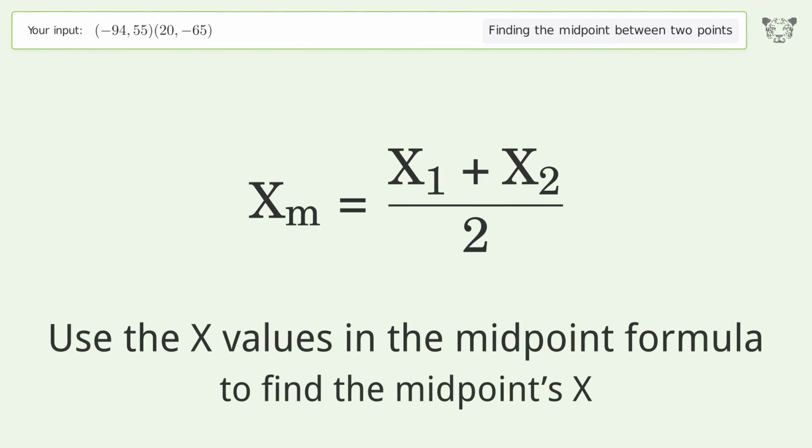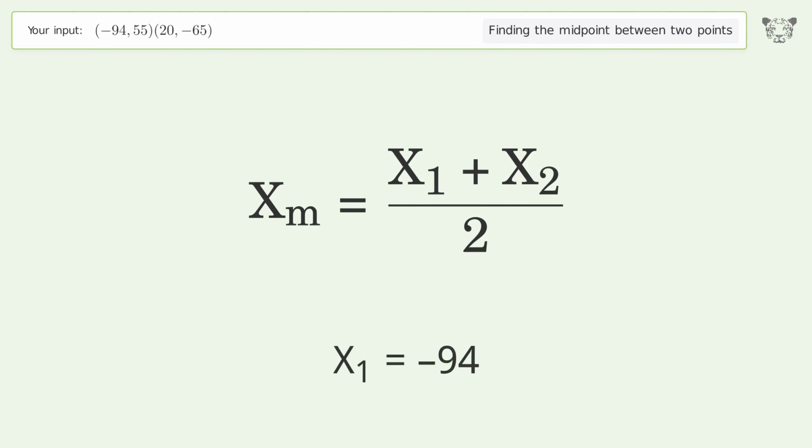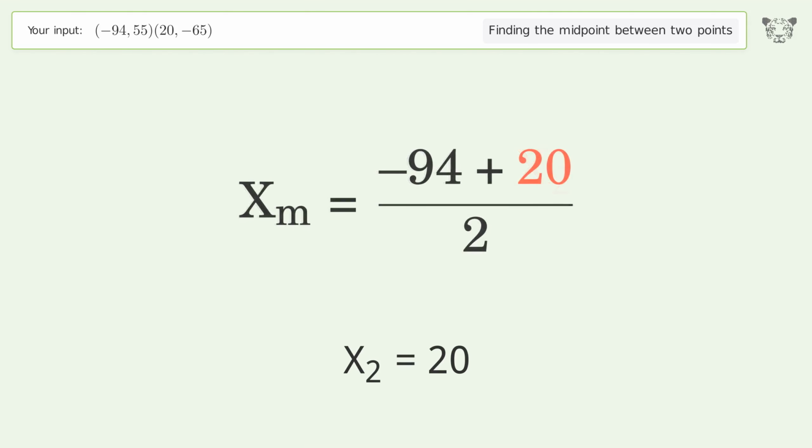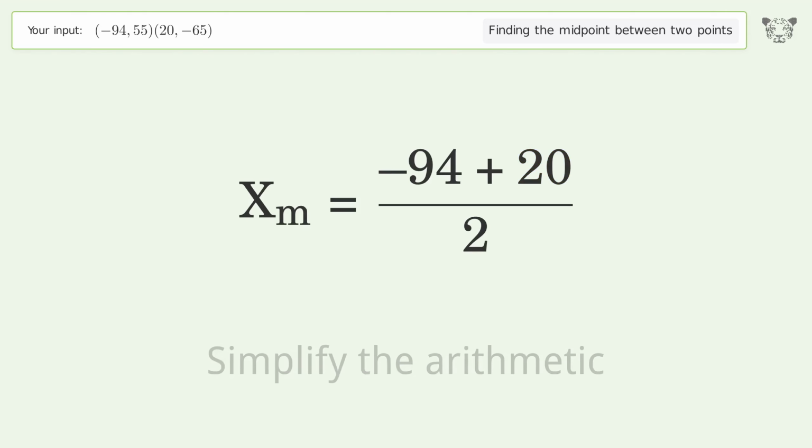Use the x values in the midpoint formula to find the midpoint's x. x1 equals -94. x2 equals 20. Simplify the arithmetic.